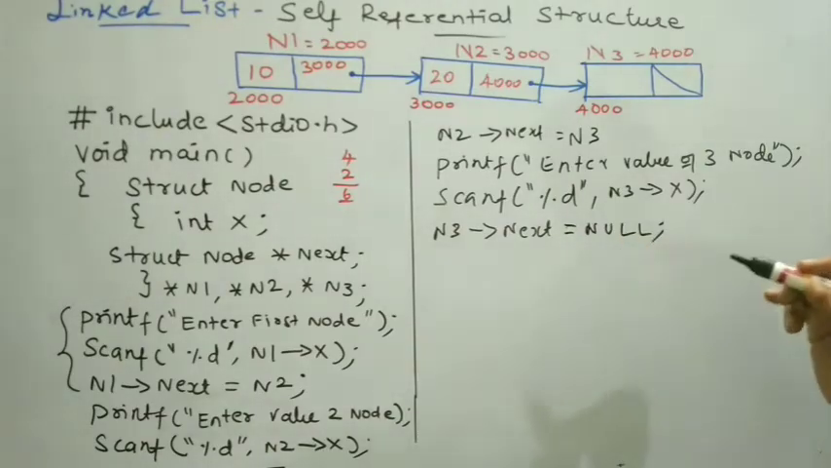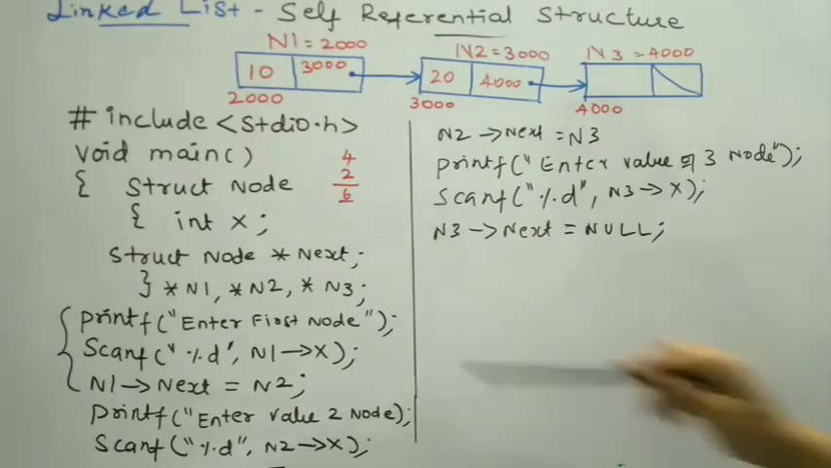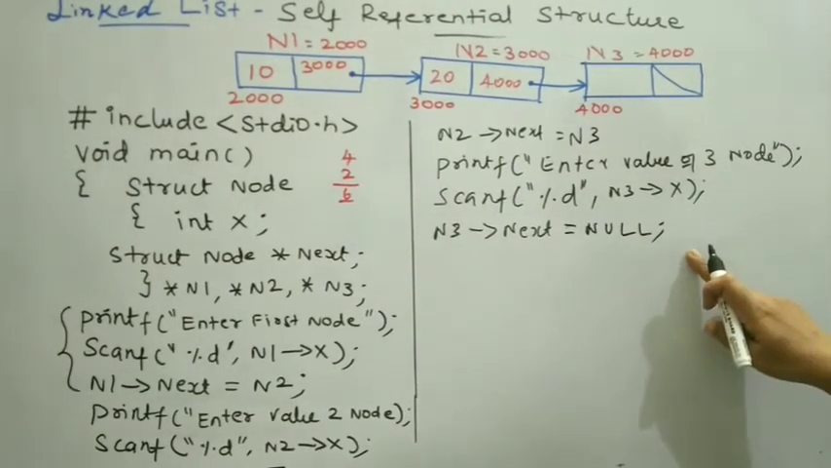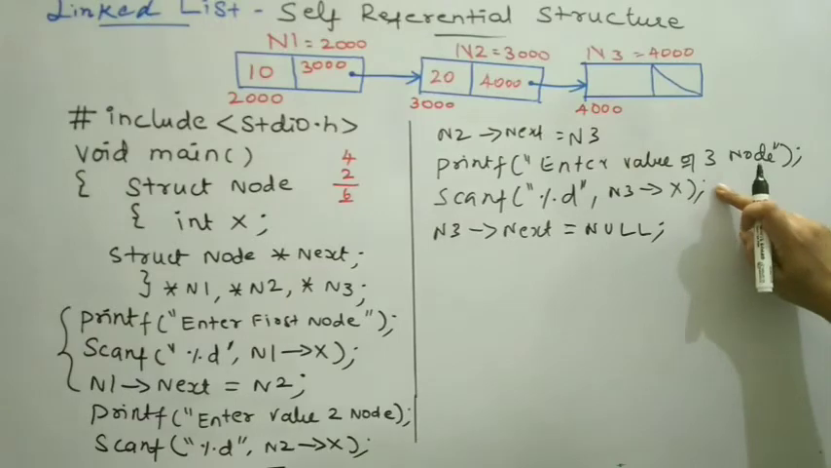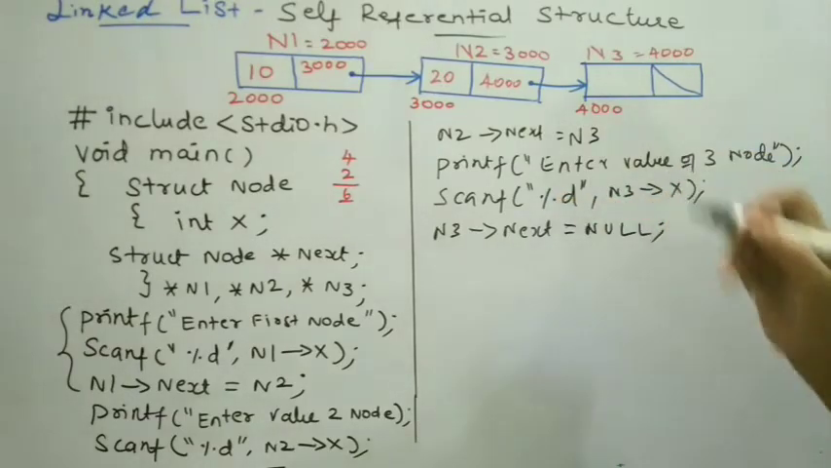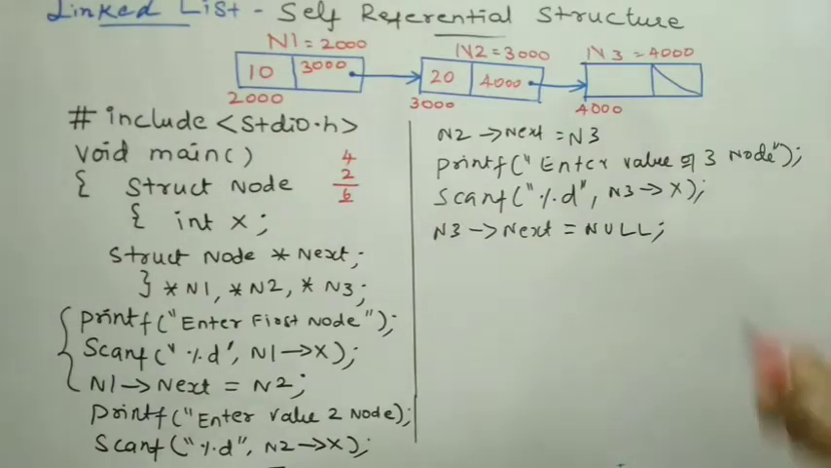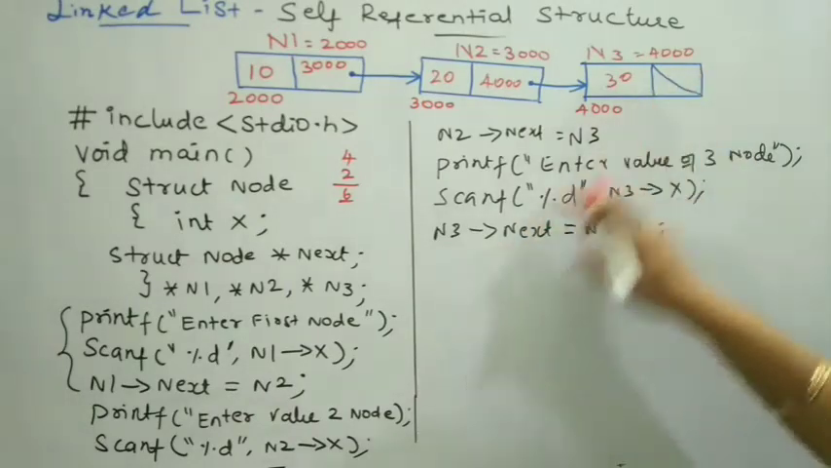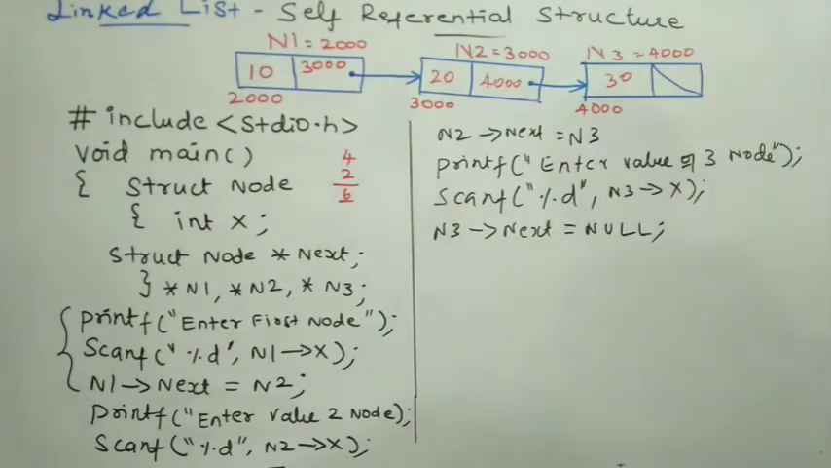So I have successfully created node 1 using these three statements, node 2 and then node 3 using these three statements. Now I need to print the values of the nodes in this linked list. Before this, when I execute this statement, it will get the value for this data member X of N3 from the user. Suppose the user gives the value 30, that 30 will be stored here and the null pointer is assigned to N3 arrowhead next. Now I need to print the values stored in the linked list.